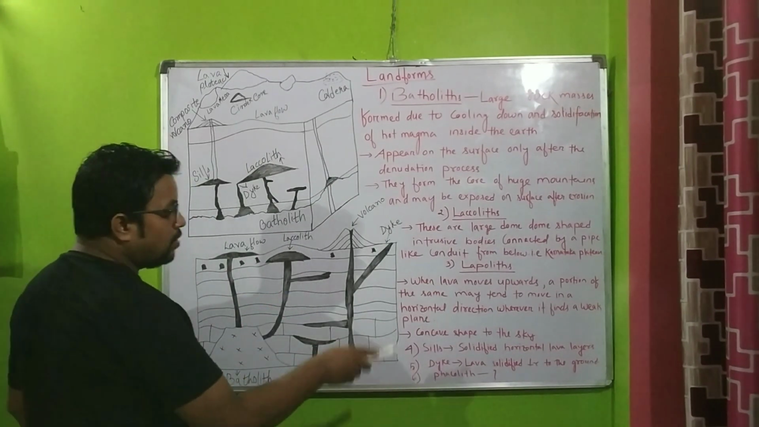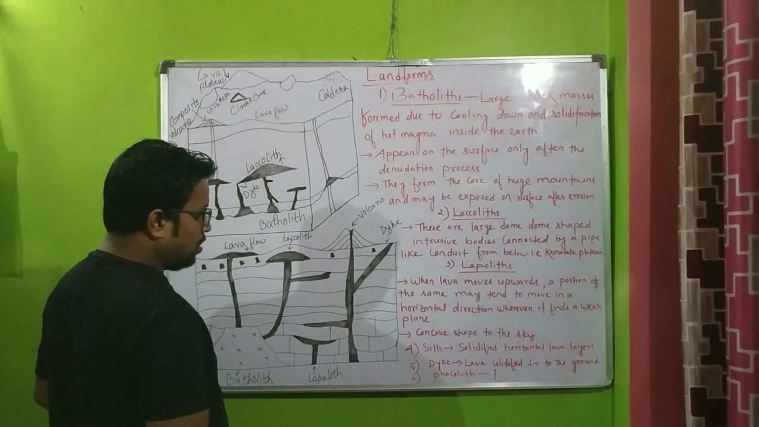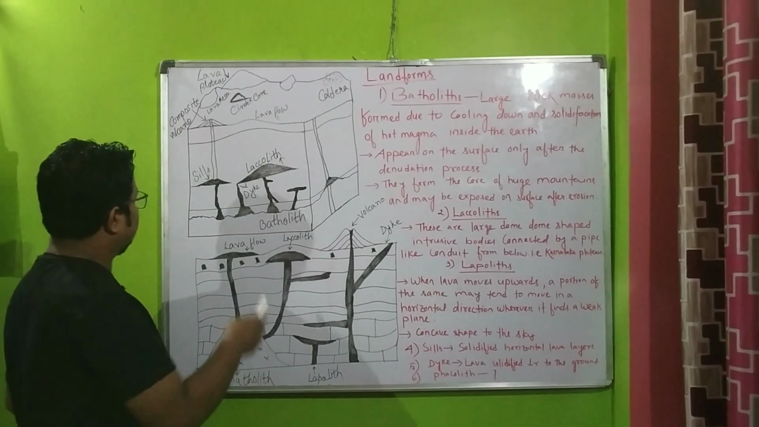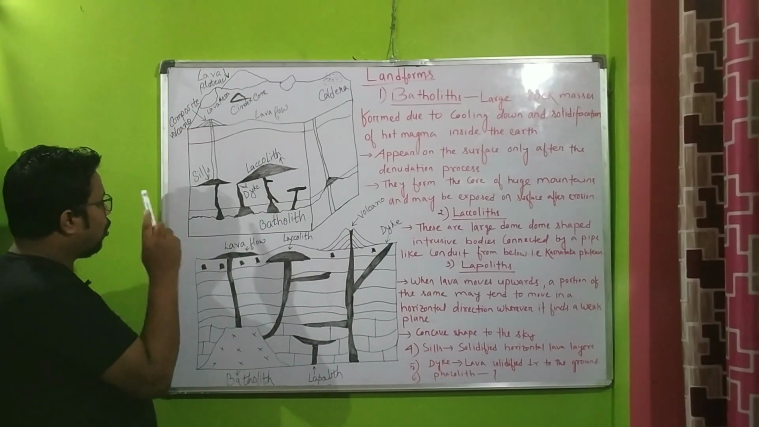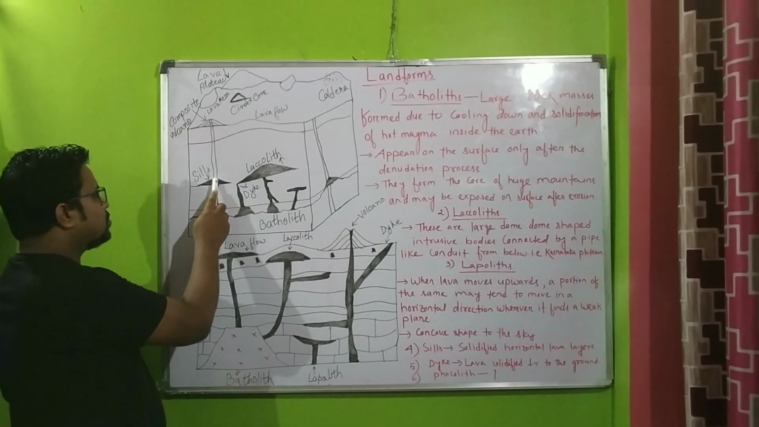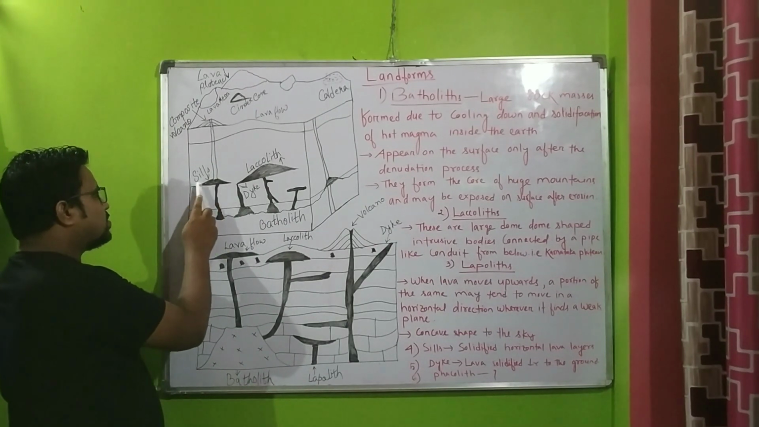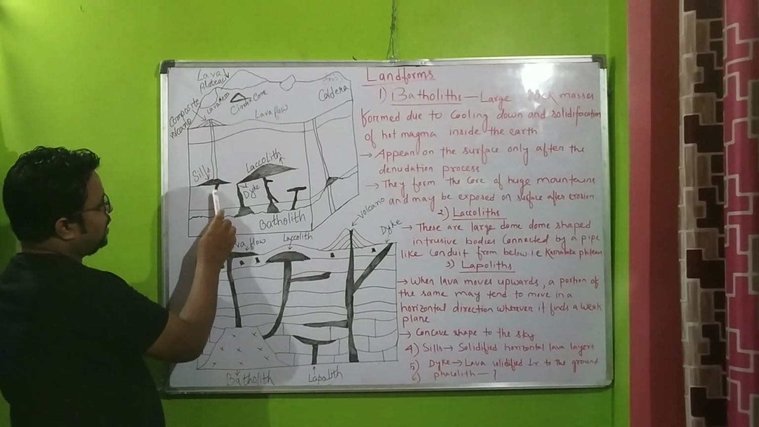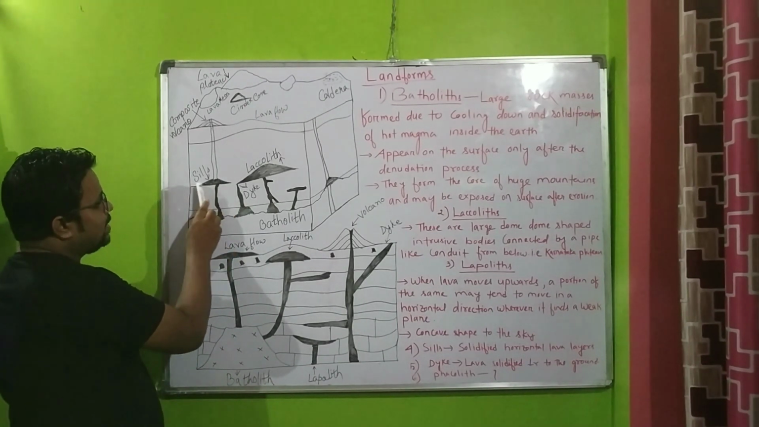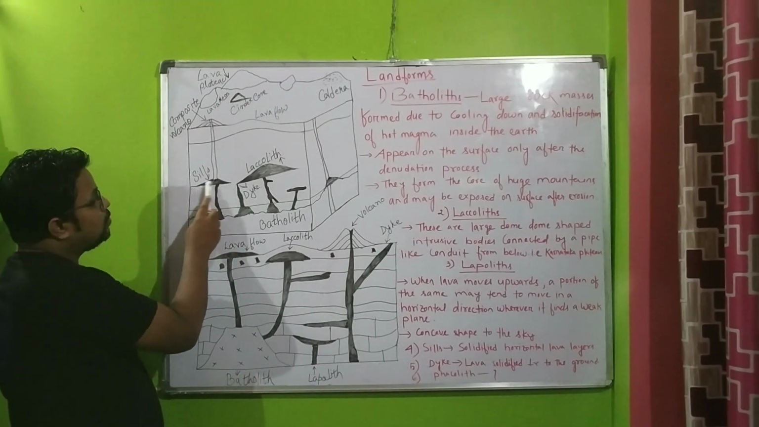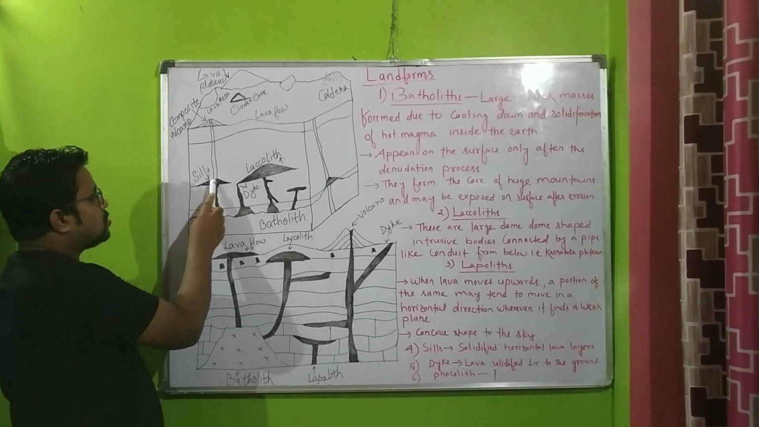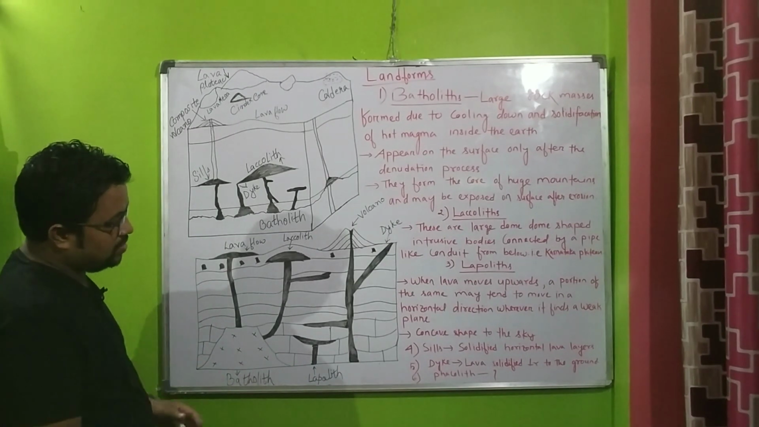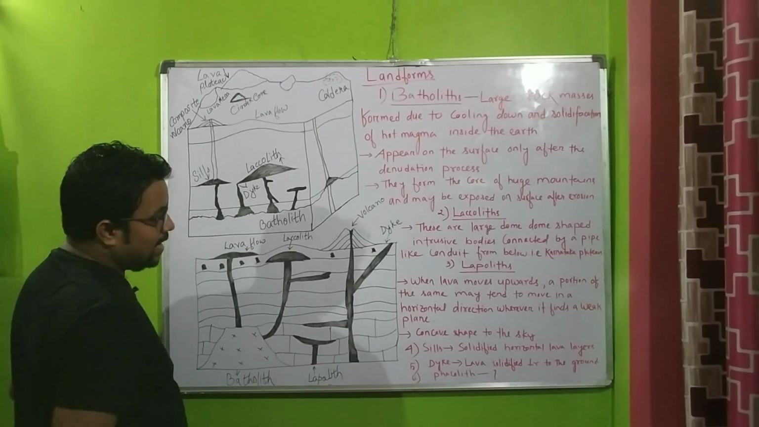Number 4 is sills. What are sills? These are solidified horizontal lava layers. See here, when lava or magma moves like this, sometimes it moves in the horizontal direction. It goes like this, again moving like this. This is the horizontal movement. So this structure formed is called sills.